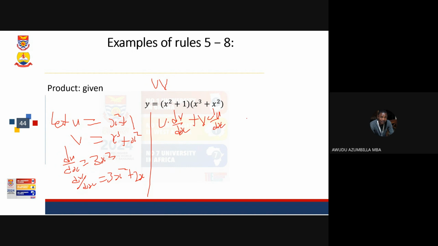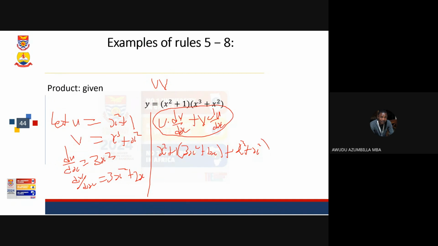Okay. So once you know this formula, you have to substitute what we have done there. What is u? u is equal to x squared plus 1. You multiply this one by the differential of v. If you differentiate v, we are going to get 3x squared plus 2x. Then you add the whole v constant. What do you get for v? You get x cubed plus x squared.